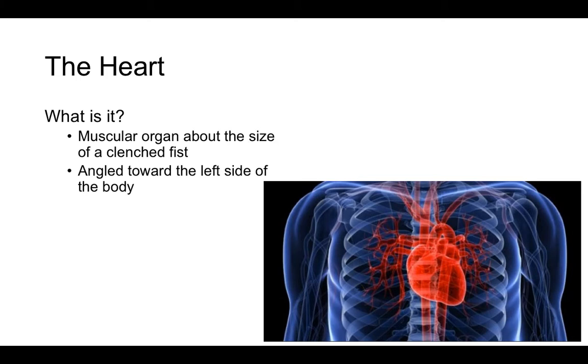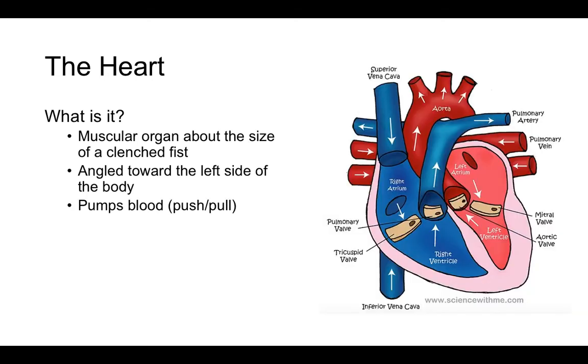So the top of the heart is angled toward the left side, and the apex, the bottom part, is angled toward the right. It sits mostly in the left side of your cavity, which is why when we say the Pledge of Allegiance and cover our heart, our right hand goes over the left side. There it is. So what does it do?